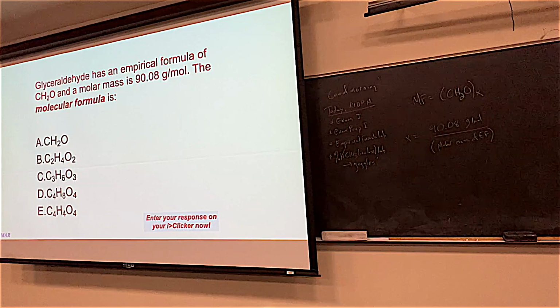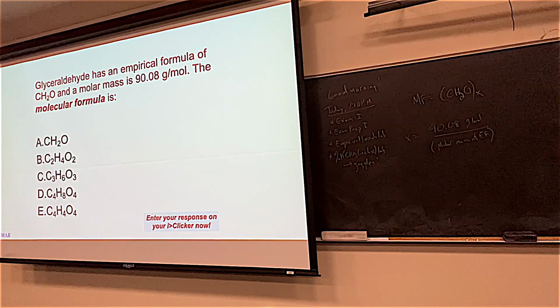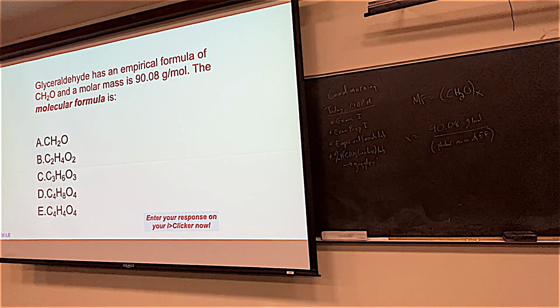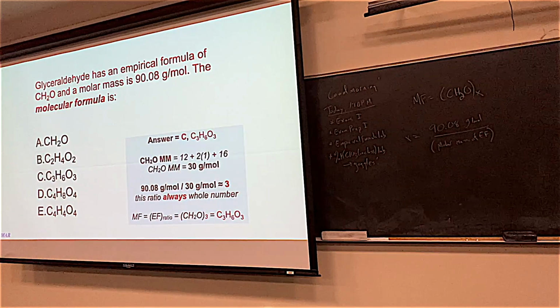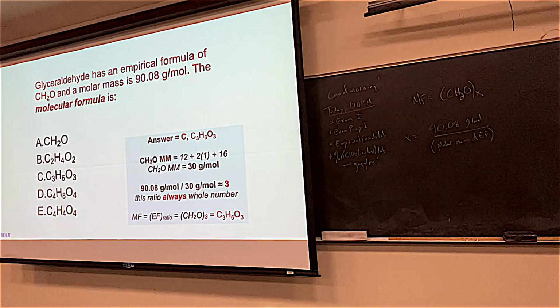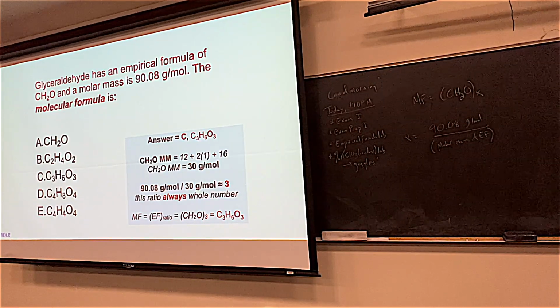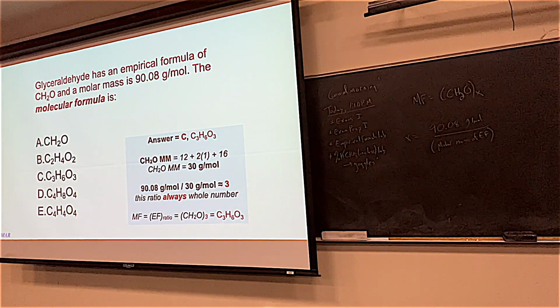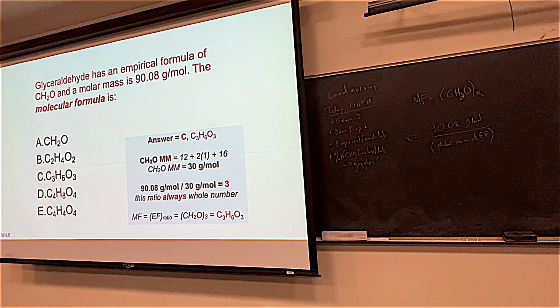These X's are always whole numbers, no fractions or anything like that. So if you figure out that it's 90 divided by 30, a ratio of 3, then that means that your molecular formula will be that empirical formula taken 3 times. So 3 times CH2O makes answer C, C3H6O3, the right one. Questions?